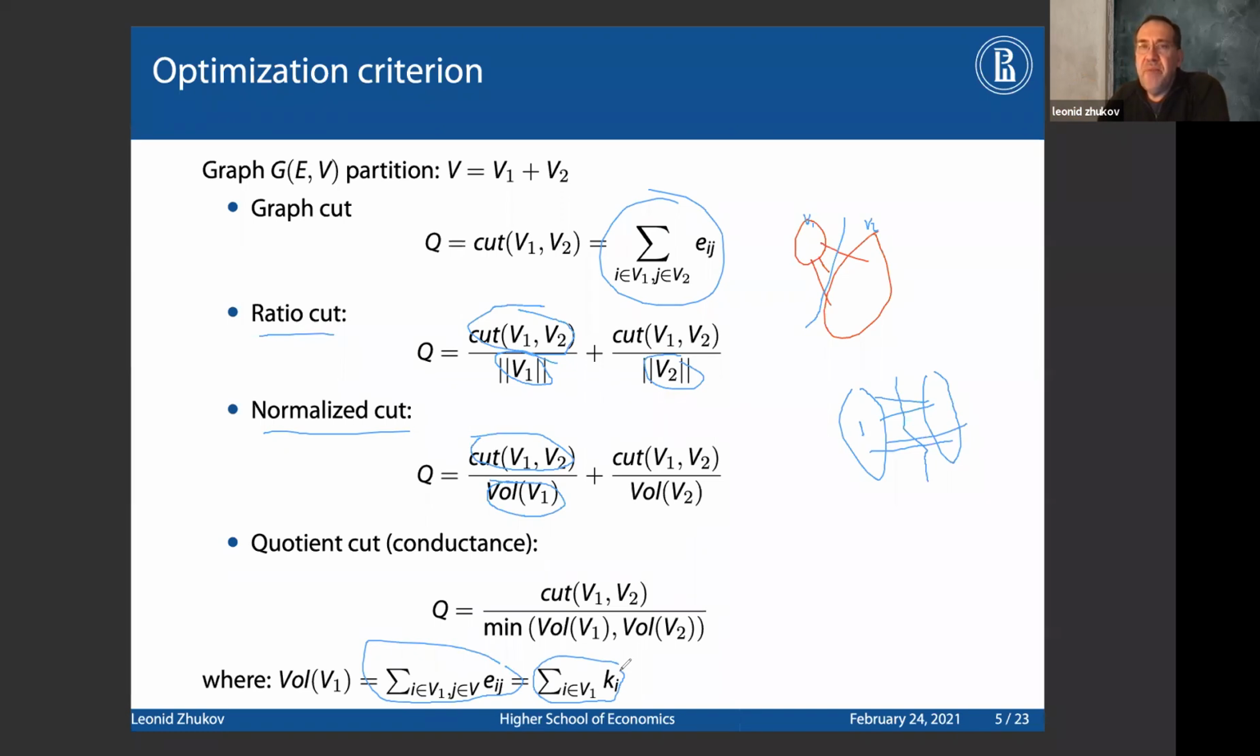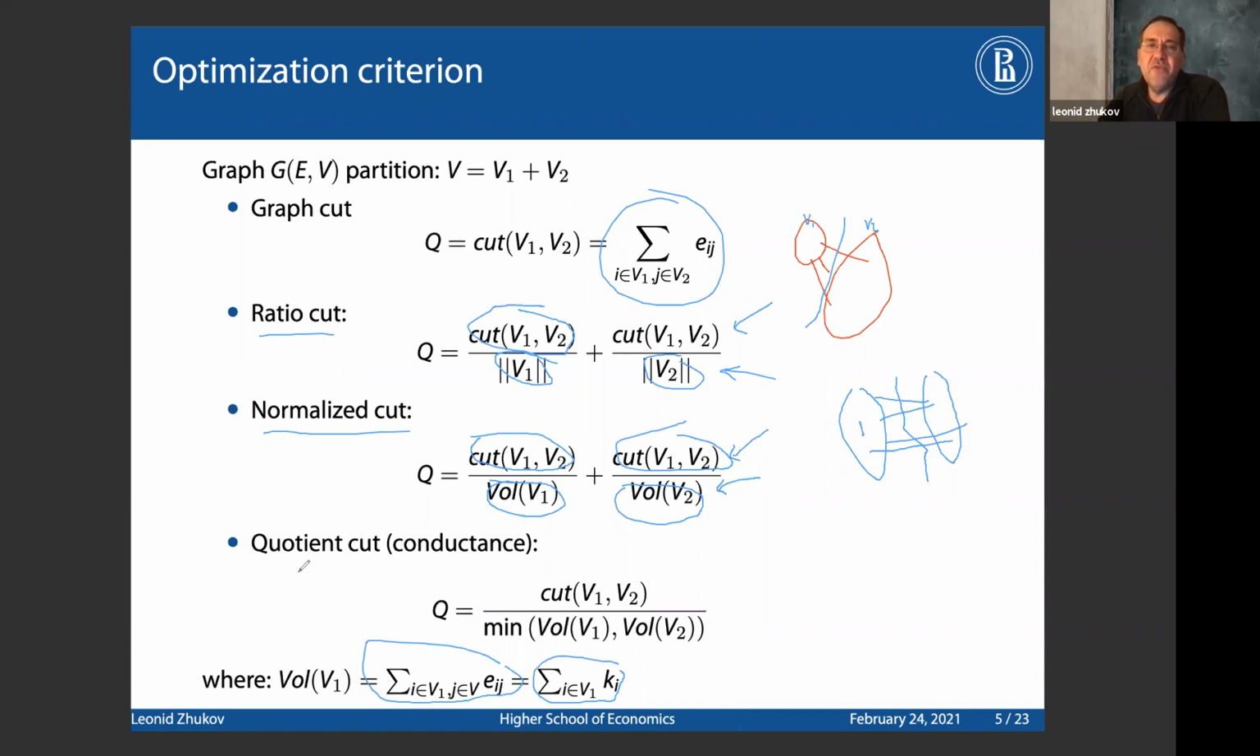Now, why is that better? Why does it work better? Well, because in ratio cut we divide the number of edges by the number of nodes, so in some sense, apples and oranges. Here, we divide the number of edges by the number of edges. This is the number of edges in the cut, the edges that we remove, and this is the number of edges emanating from a partition. So you normalize edges by edges. That makes this metric better. And in fact, this metric, normalized cut, also has a very nice representation in linear algebra.